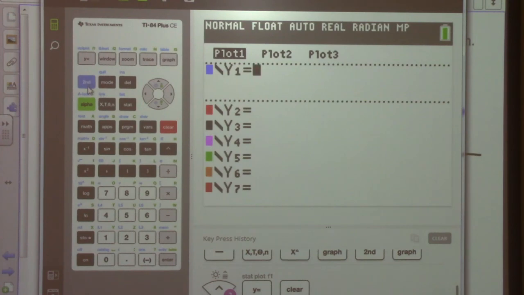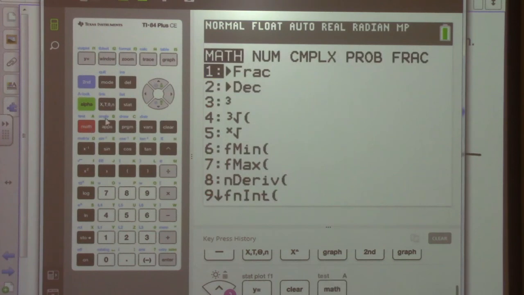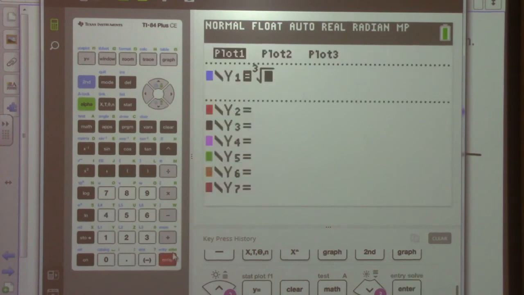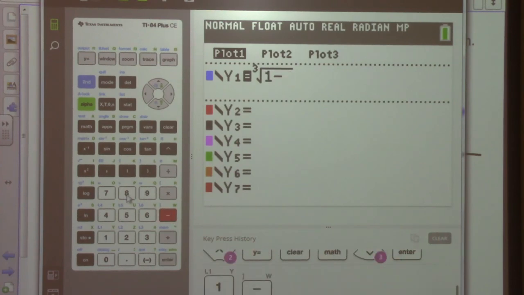You can go to math. There are different ways to do it, but you go to math. You can either use 4 or 5. 4 is the pre-programmed cube root, or you go to 5 and just put a 3 in the place of x. So I'm going to go down here to option 4, and it already gives me the cube root. Now I can put in 1 minus x to the 9th power, and we can graph the thing and see what it looks like.